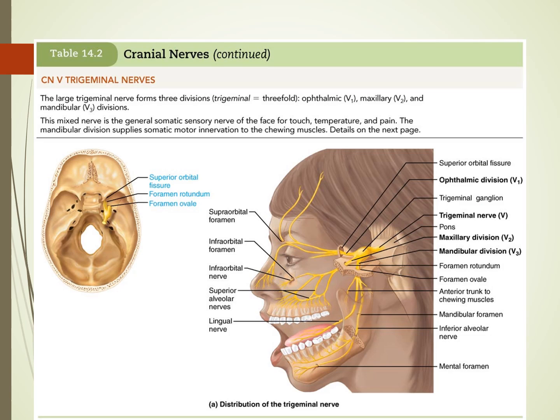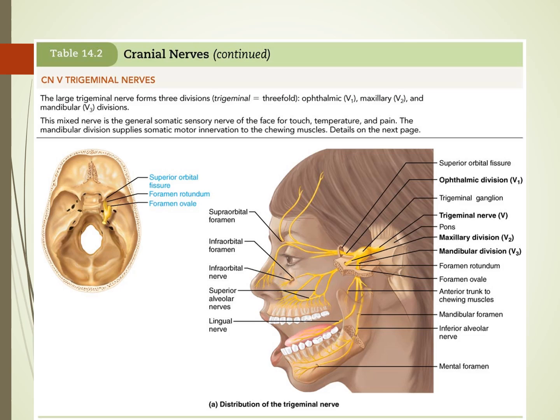So we also have some motor function in the mandibular division. It contains motor fibers that are going to those muscles of mastication, specifically the temporalis muscles and the masseter muscles. Also the pterygoids as well, but we didn't talk as much about them. So all of those muscles of mastication.